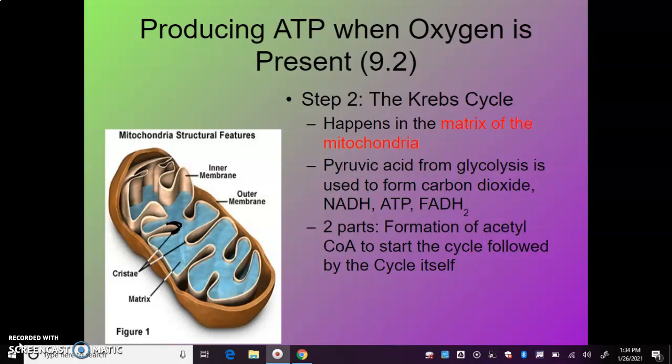You're going to produce more NADHs, which is an energy molecule that was made when hydrogens and electrons attach to NAD+. And then you're going to make more ATP, and now you're going to make another high energy molecule called FADH2. Again, that's another electron carrier. When hydrogens and electrons attach to FAD+, you produce FADH2. The NADHs and the FADH2s that are produced in this process are then going to be used in step 3 of aerobic cell respiration, which is called the electron transport chain.